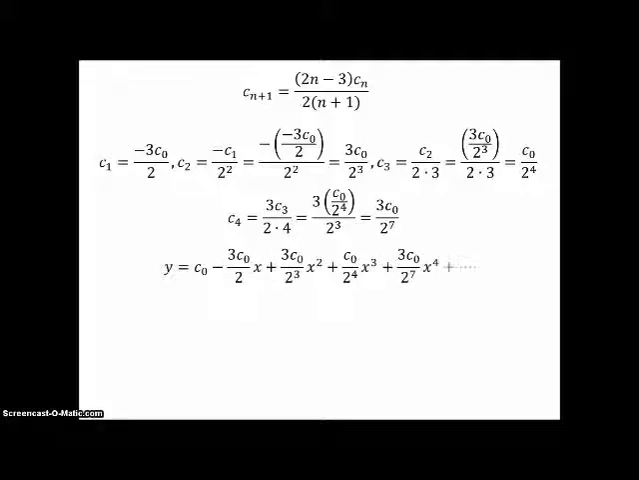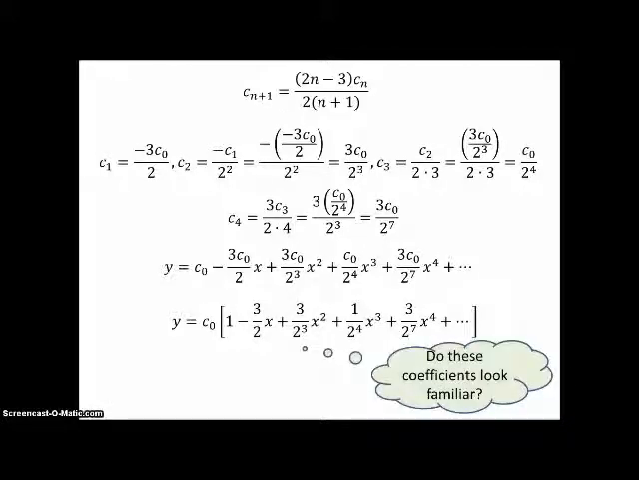And you might not recognize these. I did factor out a C0. Maybe that'll help a little bit. Notice that we have 1 and then we have a negative, and then all the rest are positive. Does this look familiar at all? Do these coefficients look familiar? If you're an expert on series, you may have an inkling, but don't worry if you don't.